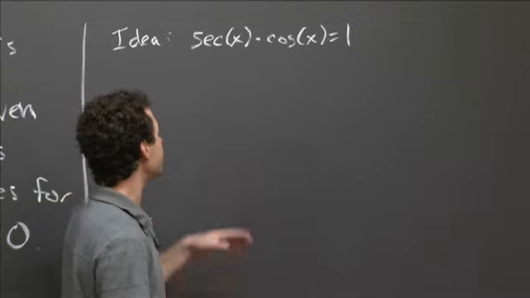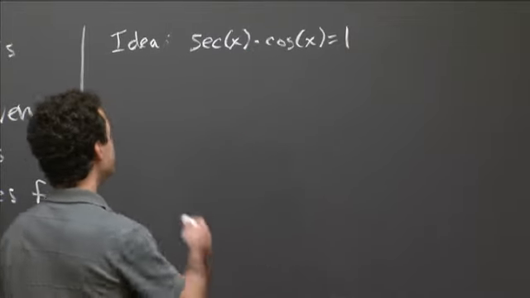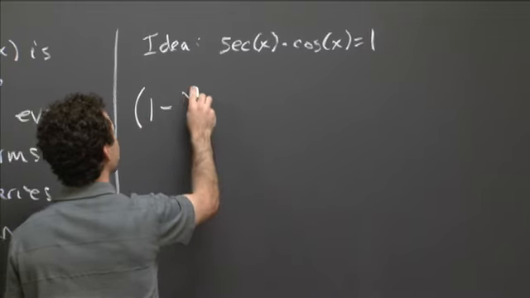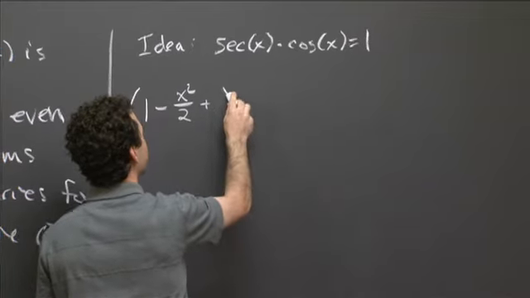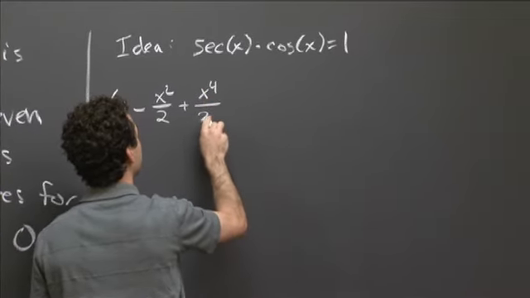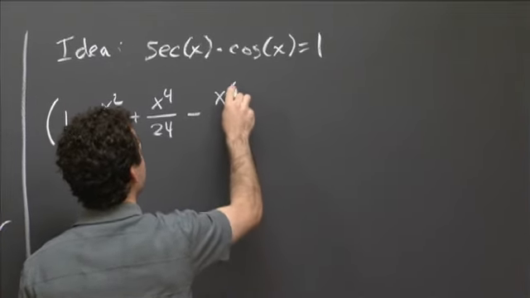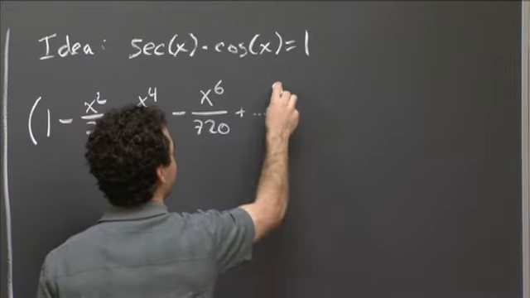So let me show you what I mean. So we know that, well, let me write it as cosine times secant. So we know that cosine of x is 1 minus x squared over 2 plus x to the 4th over 24, that's 4 factorial, minus x to the 6th over 720, which is 6 factorial, plus dot, dot, dot.